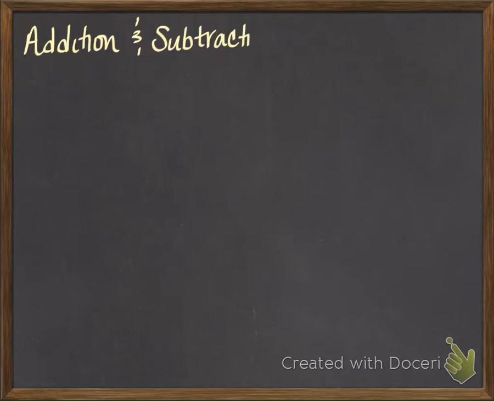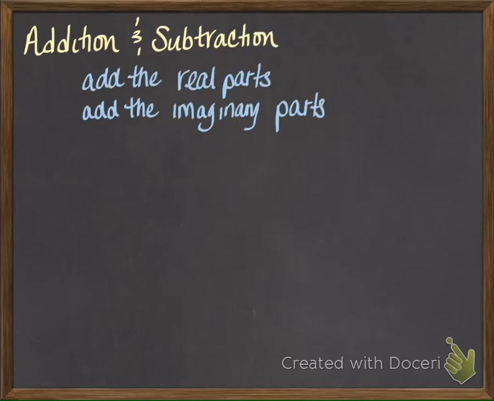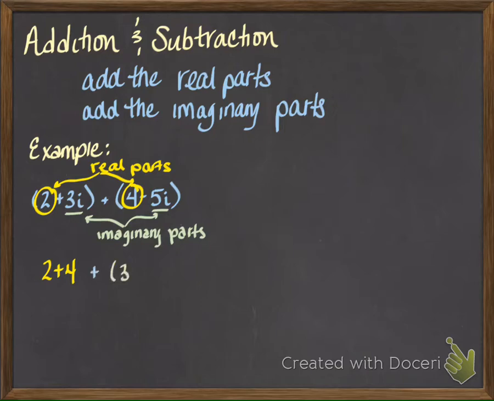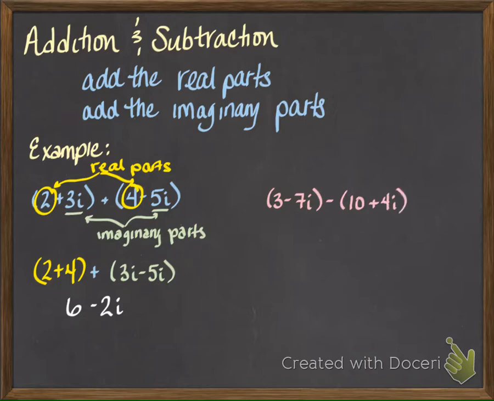Addition and subtraction. Things don't change much. We add the real parts, we add the imaginary parts, we move on. What it amounts to is combining like terms. So for example, if I have 2 plus 3i plus 4 minus 5i, the 2 and the 4, those are my real parts. 3i and negative 5i, those are my imaginary parts. Lumping them together, 2 plus 4, 3i minus 5i, I get 6 minus 2i, all said and done.